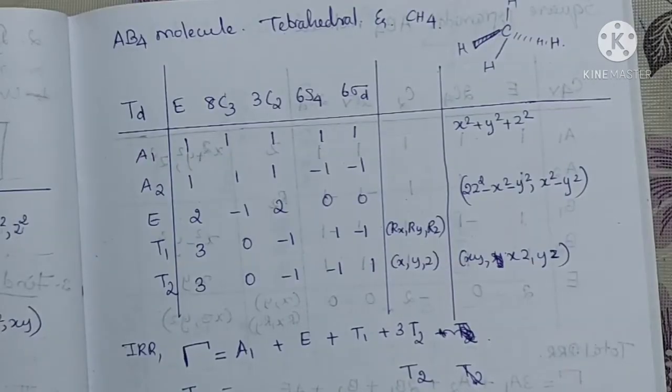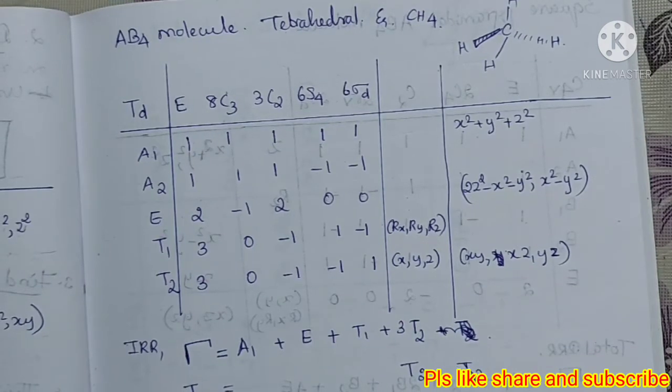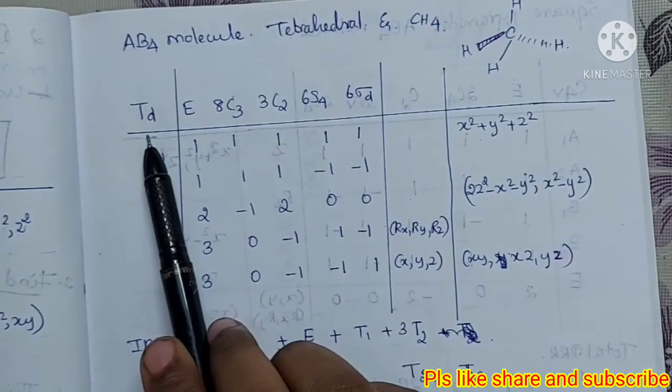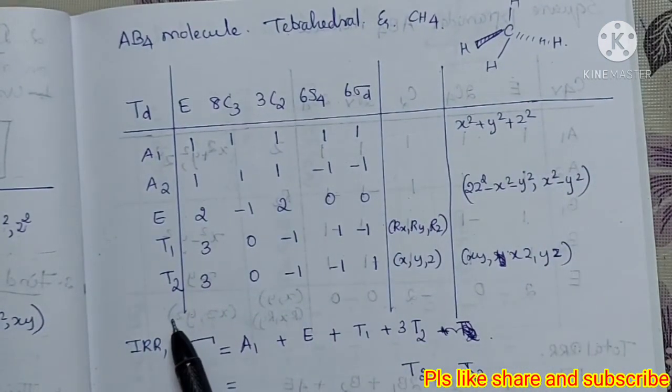So in this video we are going to learn the IR and Raman activity for this AB4 type molecules. That is, an example we have is methane, that is CH4. It has tetrahedral geometry and it is an AB4 type molecule and it belongs to the tetrahedral Td point group. It is a special point group. So this is the structure of CH4 you can see, and we have the Td point group, and the Td point group has this character table.